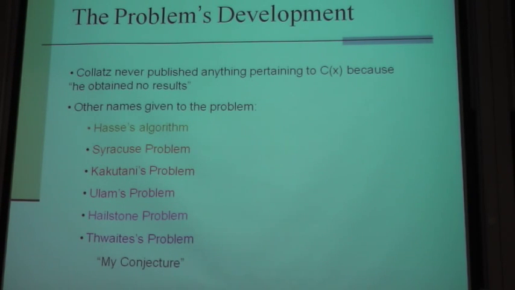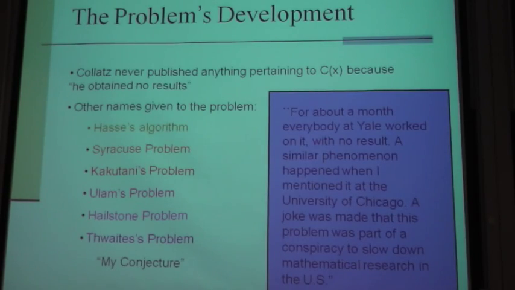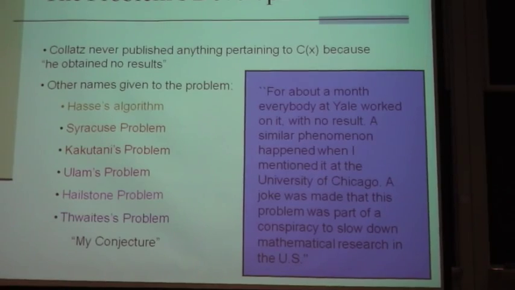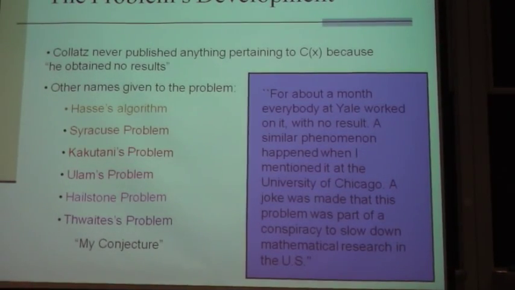So there's a funny quote about the popularization. For about a month, everybody at Yale worked on it with no results. A similar phenomenon happened at Chicago. The joke was made that this problem was part of a conspiracy to slow down mathematical research.